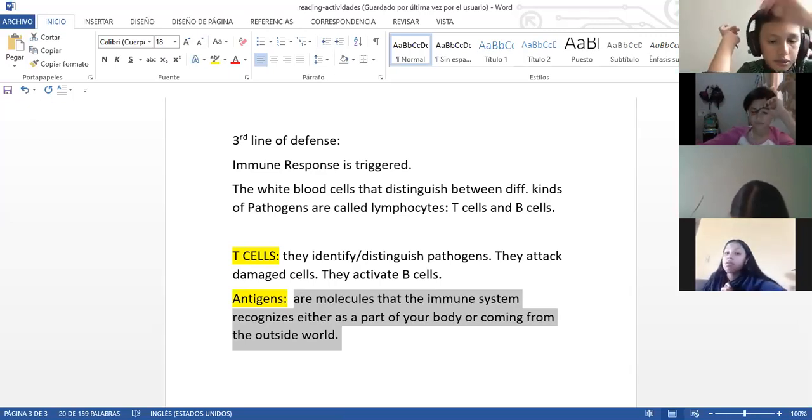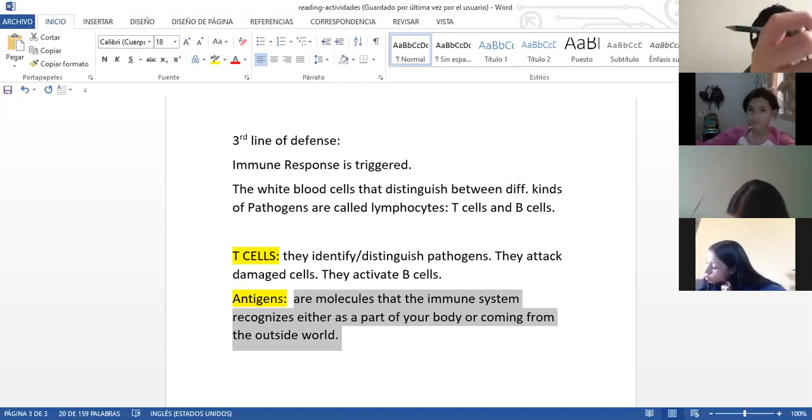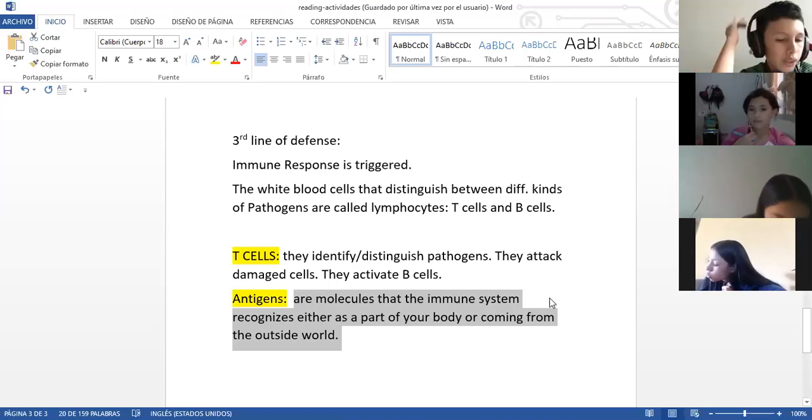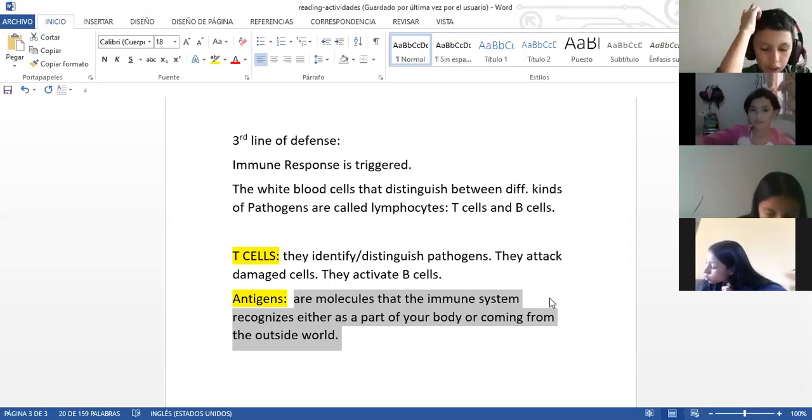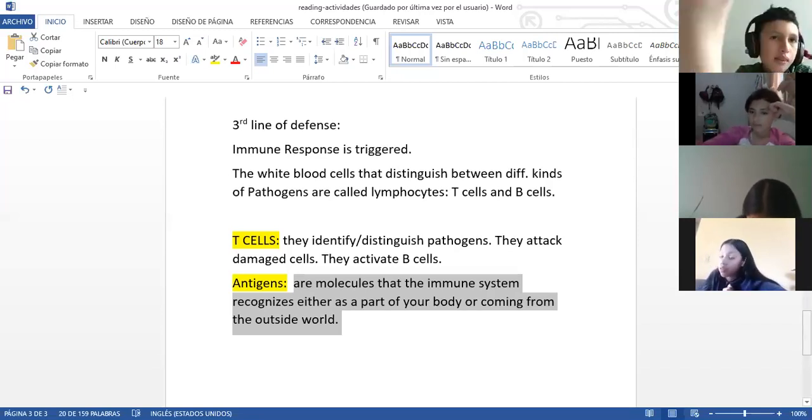Now, what is step number 3? Some T cells attack the cells damaged by the pathogen. Very good. They are going to attack the damaged cells. And what is the last step? What do they activate? They activate B cells. We're going to see what B cells do too.